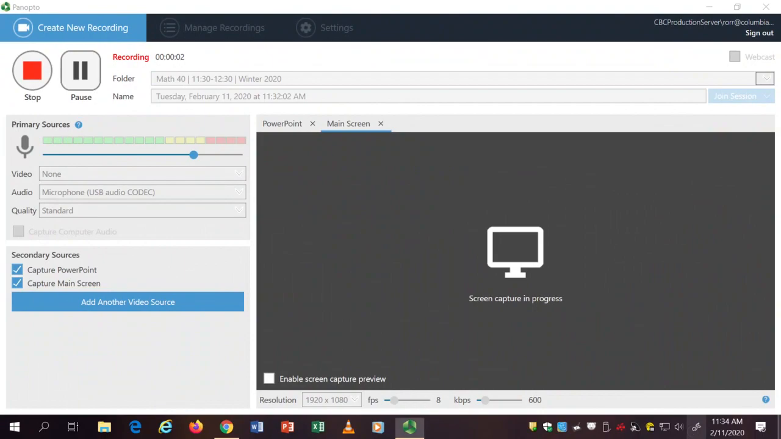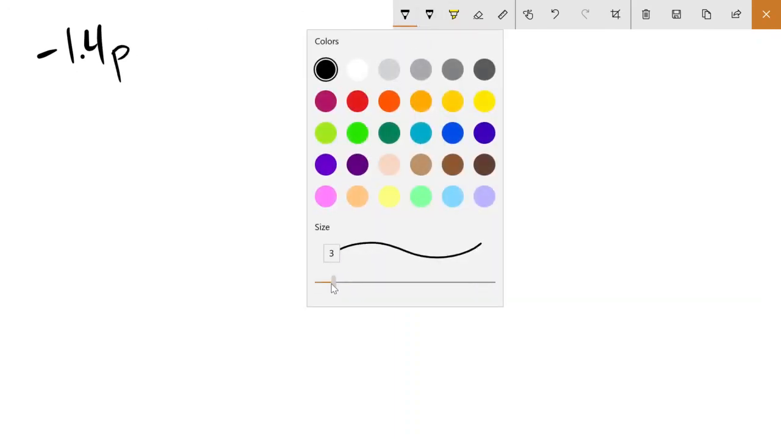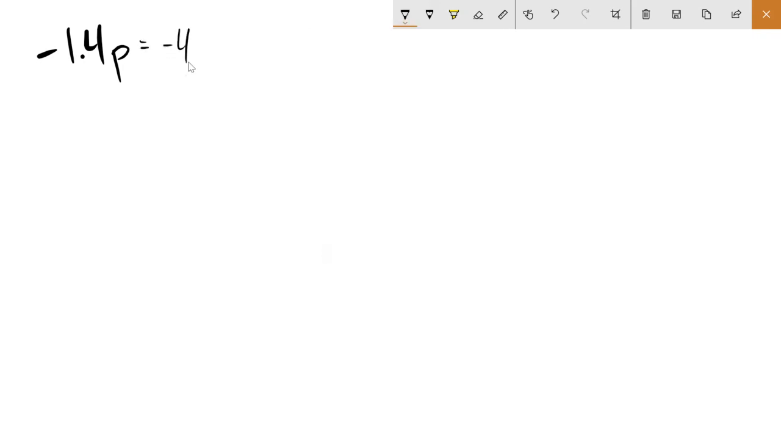Okay. So it was one from a previous practice problem, and it was negative, what was it, negative 1.4? Negative 4.2. Okay. So in a situation like that, when we're solving for a variable, we're always trying to get it by itself. And so right here, the p is multiplied by negative 1.4. So how do you get rid of multiplication? Yeah, we would divide both sides by negative 1.4, right?